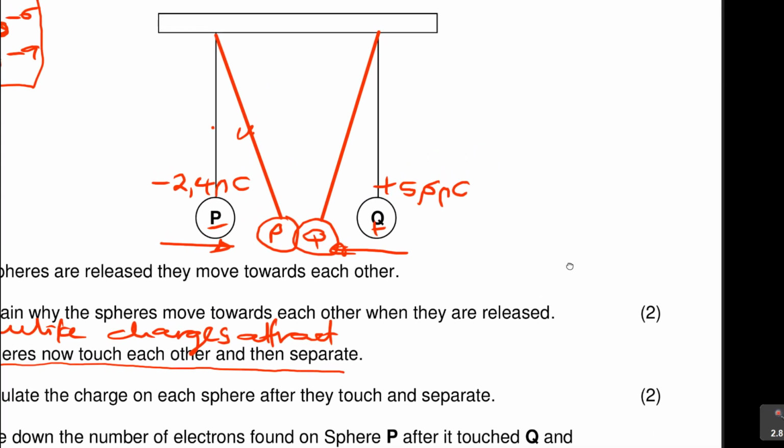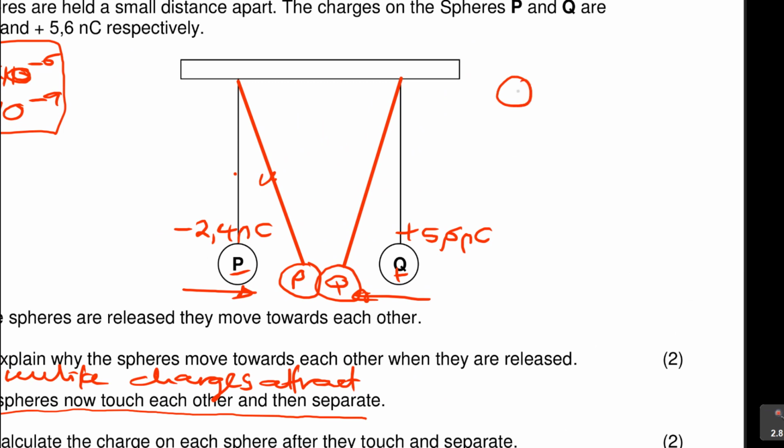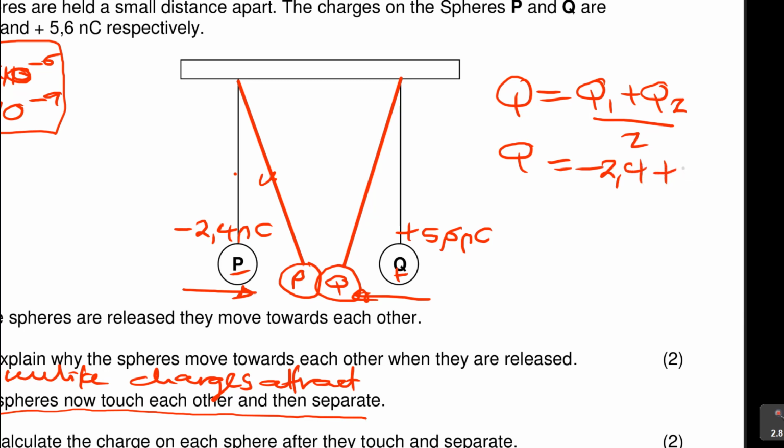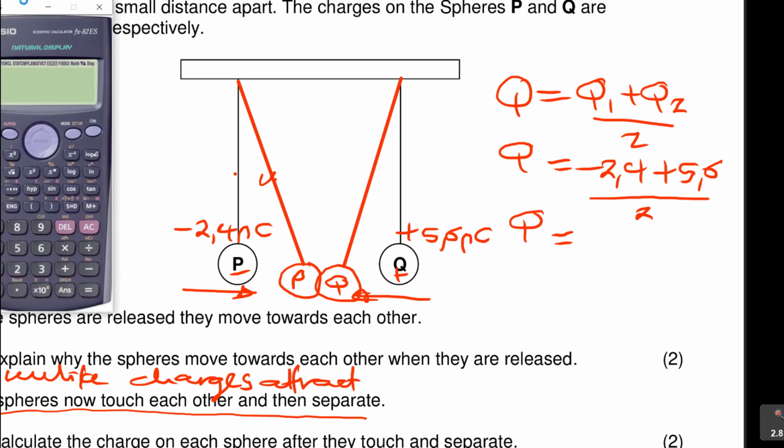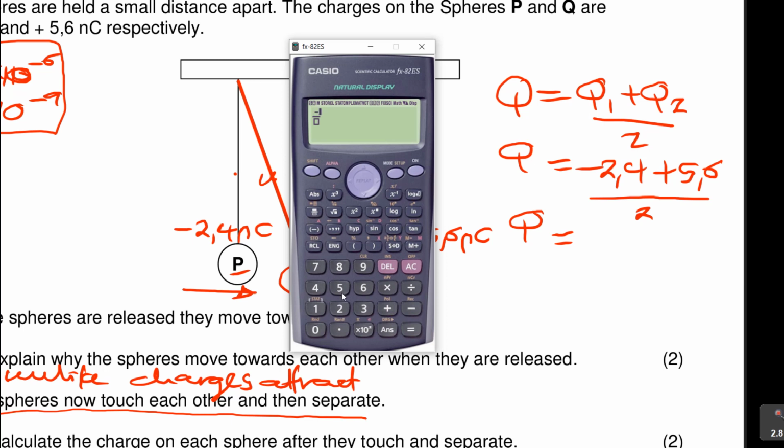Guys, when you're talking about touching each other, the formula you have for touching, there is sharing of charge, which is Q1 plus Q2 over 2. So Q is equal to Q1, it was negative 2,4 plus 5,6. Then you divide by 2. Then you find the final charge, and of course, let's calculate that, which is negative 2,4 plus 5,6 over 2. It gives me 1,6.